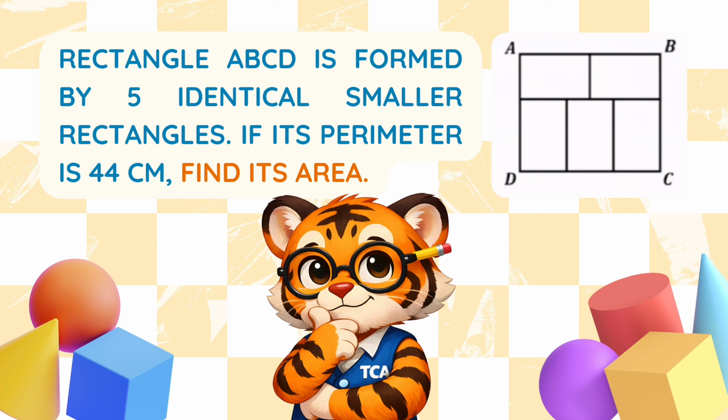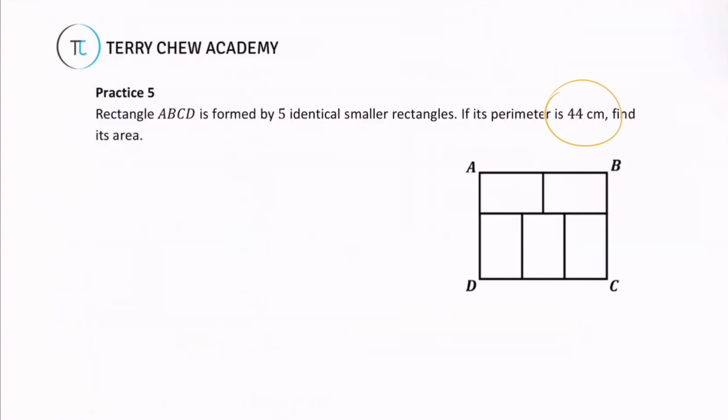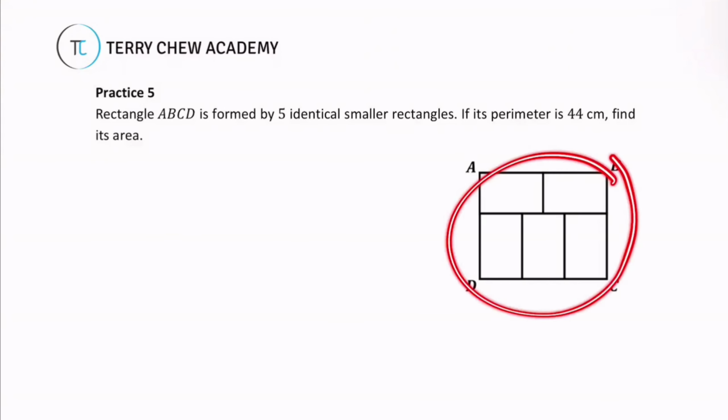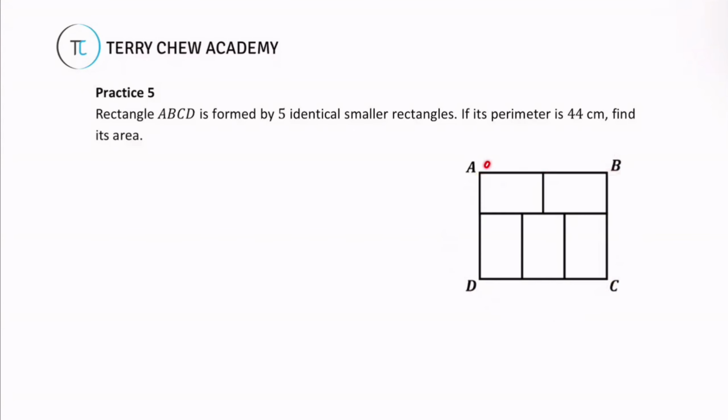Now, let me show you how TCA does it. If its perimeter is 44 cm, find its area. I want to give a little trick right here. We know, right? We are given this is a rectangle. That means 2 times the length of the smaller rectangle is equal to 3 of the breadth. 2 of these is equal to 3 of these.